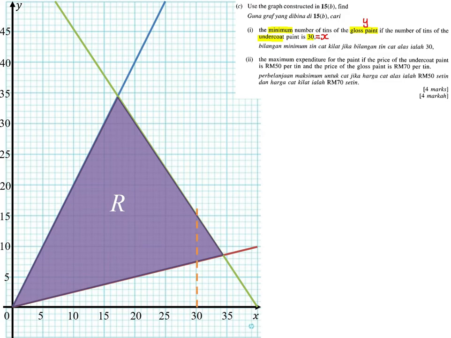So it's actually here, right? Can you please look at the graph and tell me what is the minimum value of y when x is equal to 30, based on the graph? The minimum is this point, right? 7. It's more than 7 if you realize. Can you see that? 7 is at this point. It doesn't reach the shaded region, so we have to go up a bit. Go up a bit, it will be 7.5, right? But we don't have 7.5 tins. So that's why we go up a bit again until you reach the next whole number, which is 8. So in this case, the minimum number of tins of the gloss paint will be 8.